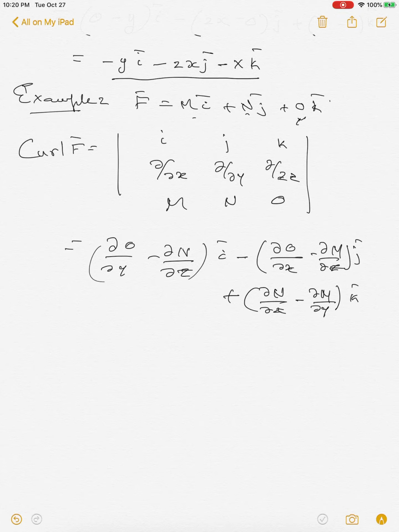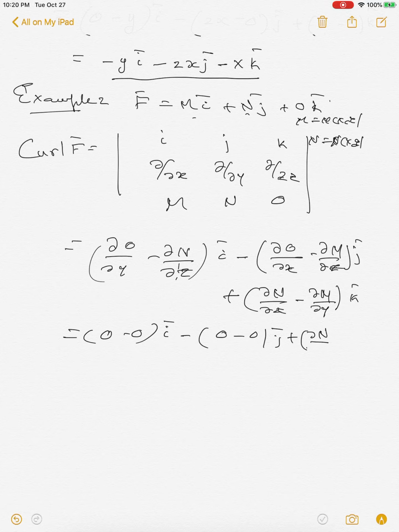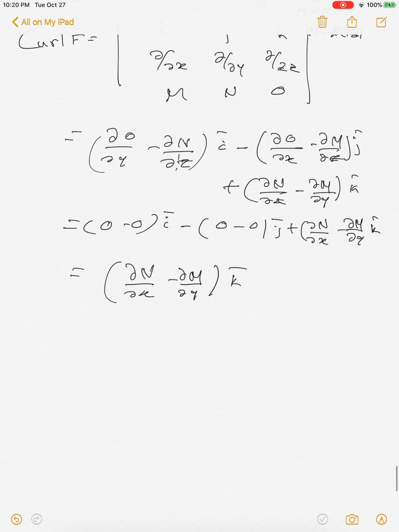minus dM/dy) k bar. And now you see that your M and N depend only on x and y. M is M of x, y, there is no z here. N is N of x, y. So dN/dz will be 0, minus dM/dz will be 0, plus dN/dx minus dM/dy k bar. And so this is just dN/dx minus dM/dy k bar.